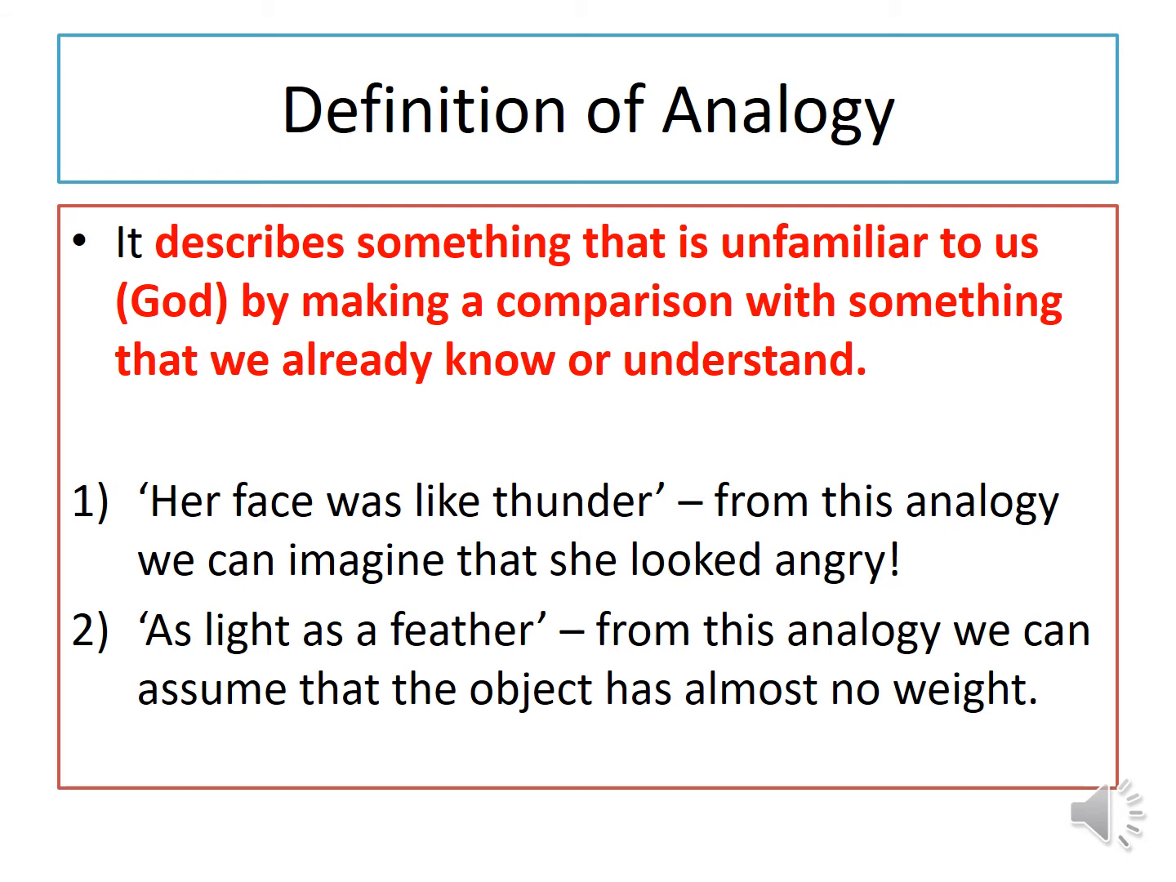Some other examples of analogies are things like "her face was like thunder" and "as light as a feather". We're using something which we can understand to attribute it to something that we perhaps won't be able to understand or experience. So this is the point of using analogy in religious language. And again, this approach to religious language, just like Via Negativa, is an approach which tries to make religious language meaningful rather than deeming it meaningless, like the verification and falsification principles.